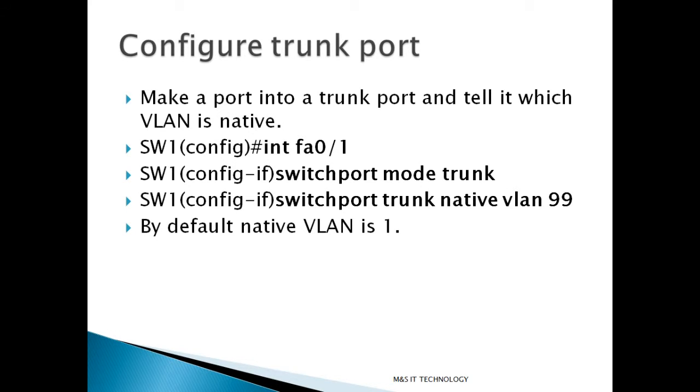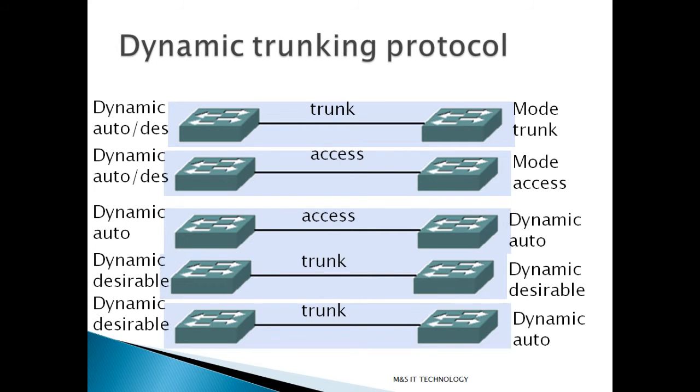Configure a trunk port: make a port into a trunk port and tell it which VLAN is native. Interface Fa 0/1, switchport mode trunk, switchport trunk native vlan 99. By default the native VLAN is 1. Dynamic Trunking Protocol.